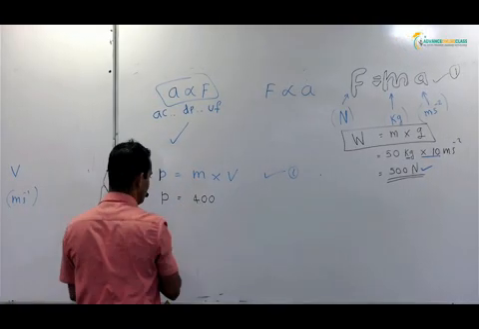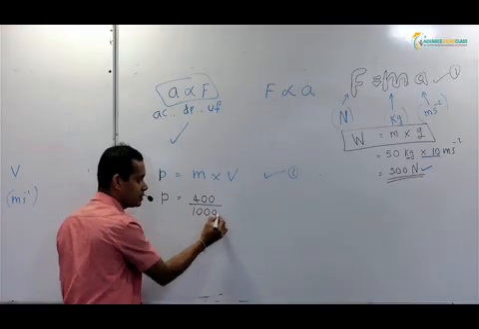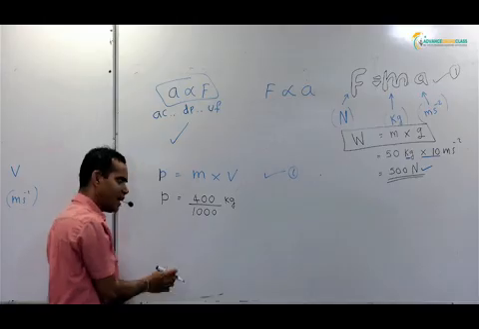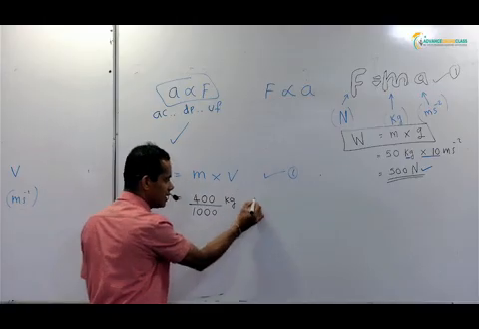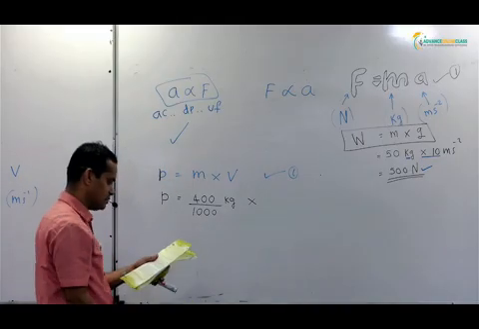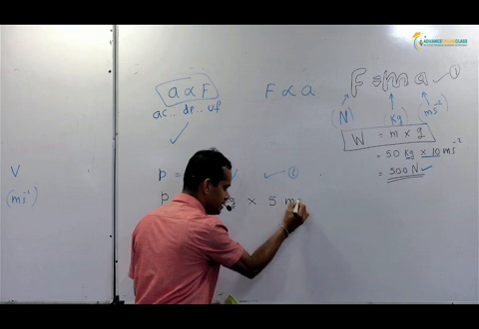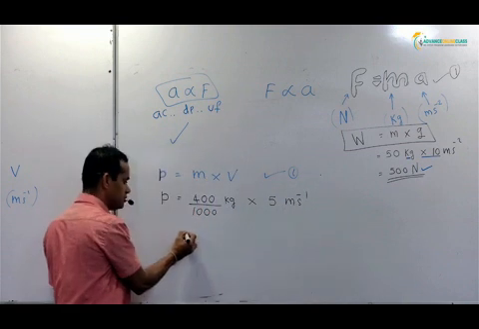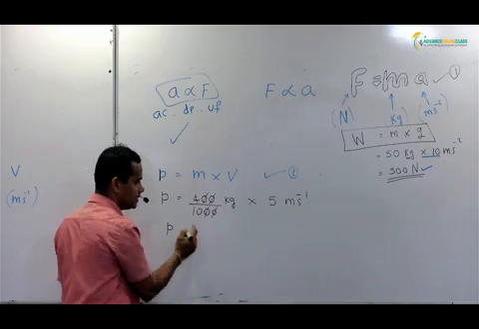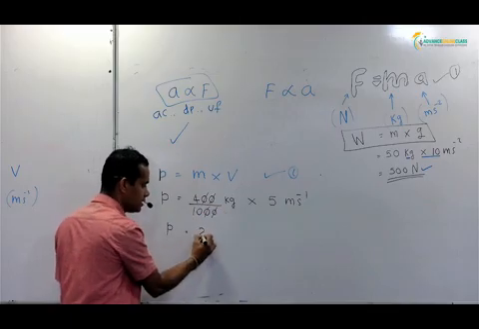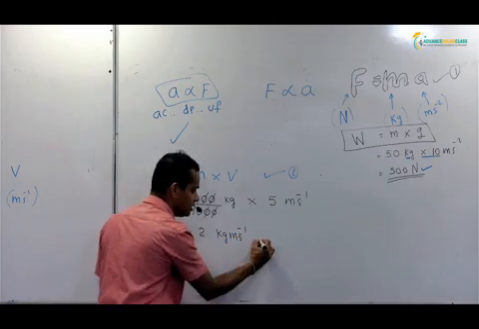The mass is 400 grams, but you need kilograms. Show how you convert it into kilograms and write kilograms here. I have seen students writing grams here. 400 divided by 1000 kilograms into velocity. What's the velocity? 5 ms minus 1. Then you do your calculation, you get the answer. It is 20 divided by 10, 2 kg ms minus 1. Do it this way, you can get full marks.